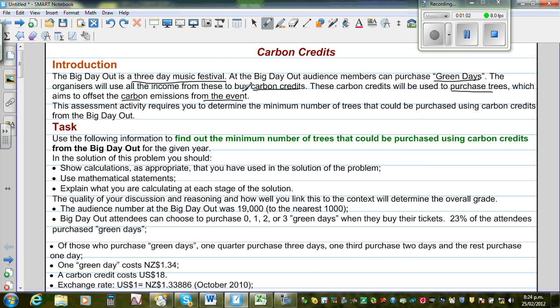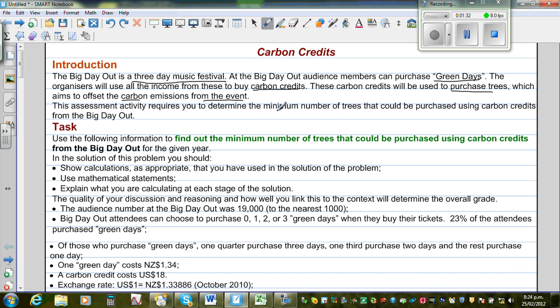So what's the story? There's a Big Day Out, a music festival where hundreds of people gather, and because of that there's carbon emission. Now the organizers of this Big Day Out want to offset the emission of carbon. That's the purpose. So they give the option. Okay, so let's get reading.